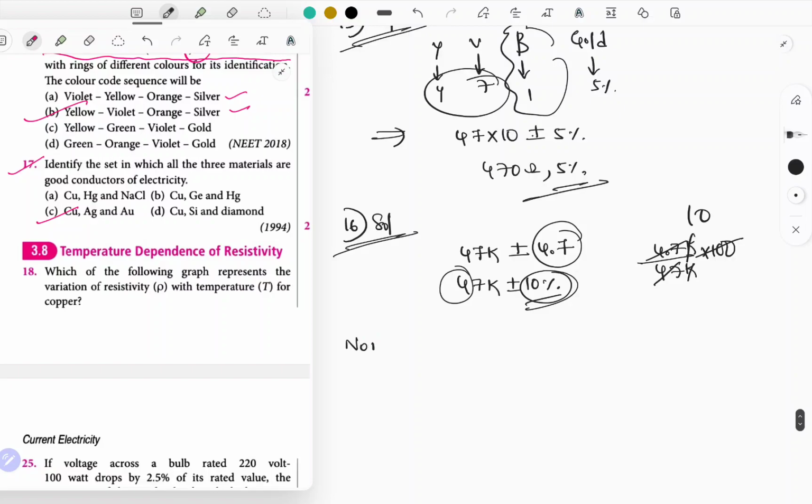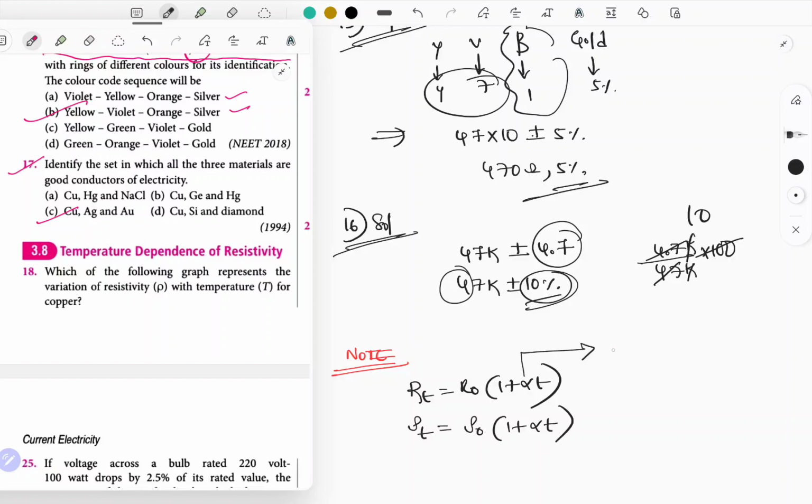Before going into that, I would like to give one note point. When temperature changes, resistivity and resistance of a material change. How is it going to change? Let me give you a relation for that. That is RT is equal to R naught into 1 plus alpha T. This is the relation. Even for resistivity also, it is going to be rho naught into 1 plus alpha T, where alpha is the temperature coefficient.